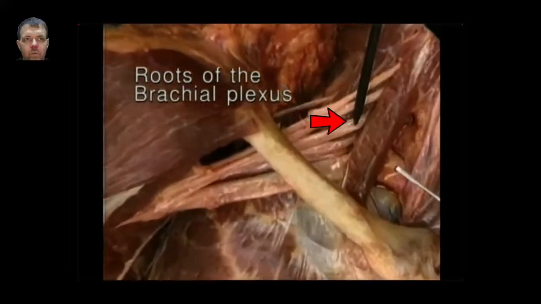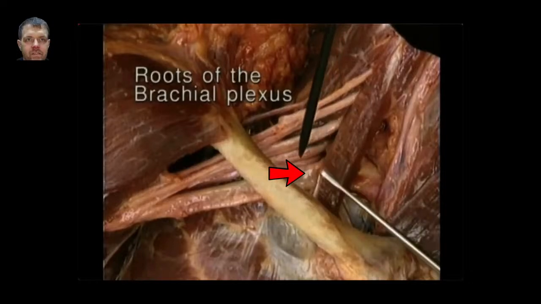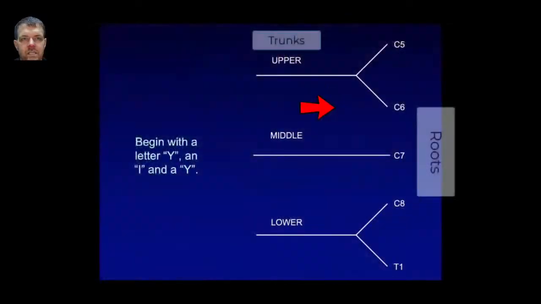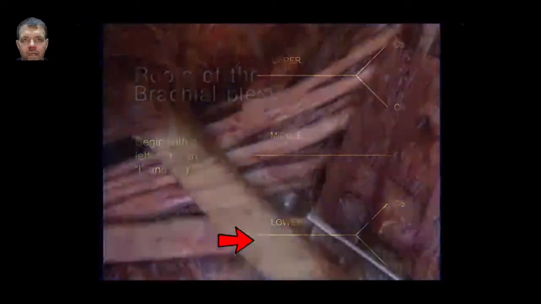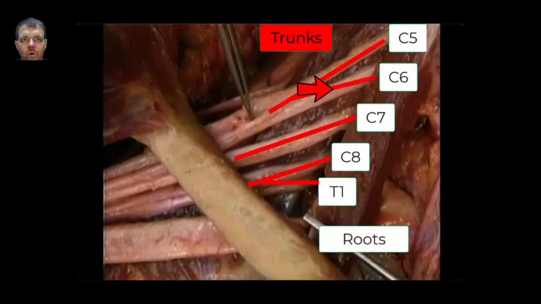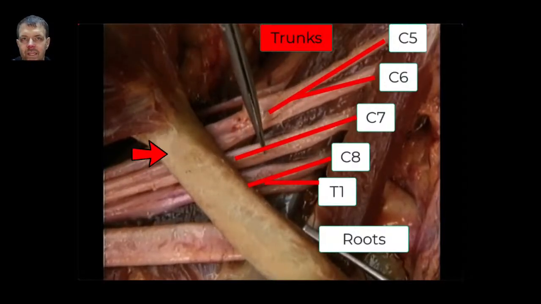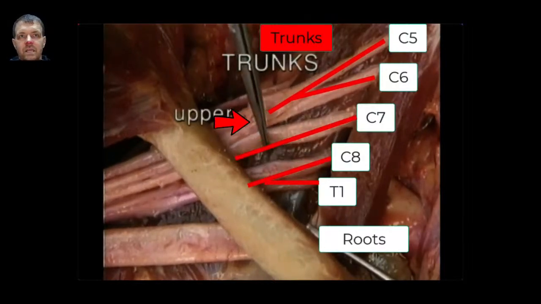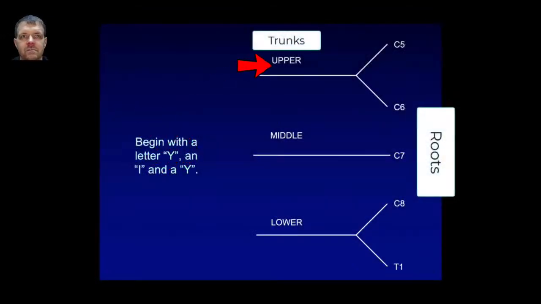So these are the roots, so Y, I, Y. Scalene, move that out of the way. There's your blood vessel there. Anterior scalene, middle and posterior just there. So that's the Y, there's the I and the Y. That then goes underneath your clavicle. And then we've got the trunks, upper, middle and lower trunks. So there, there and there.